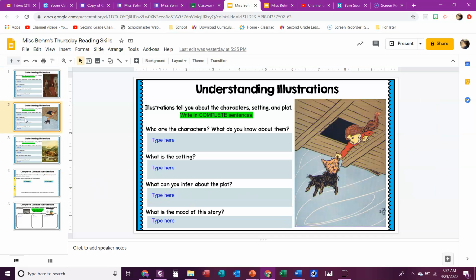So the next picture is the same thing. You're going to take a look at the picture and you're going to answer those questions in complete sentences. So who are the characters? What do you know about them? What is the setting? What can you infer about the plot? Remember, reading between the lines.